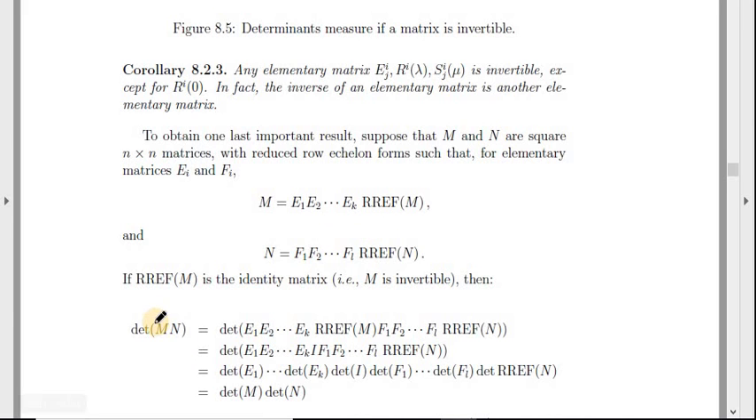So let's consider the determinant of M times N. Well, M times N is not just M times N. M is this big product, N is this big product, so we're going to substitute this expression in for M and this expression in for N. So here's my M here, here's my N here. And then I can take this determinant and break it out onto each one of these individual matrices.